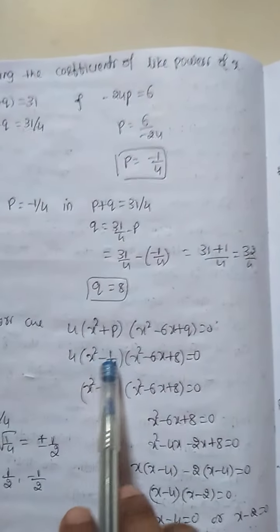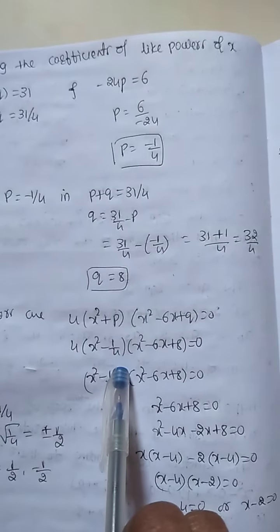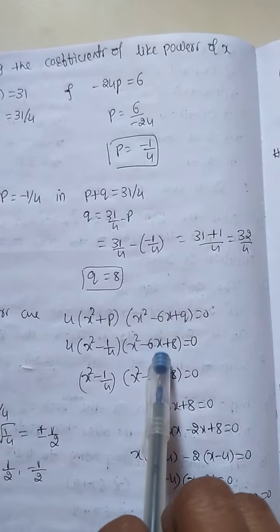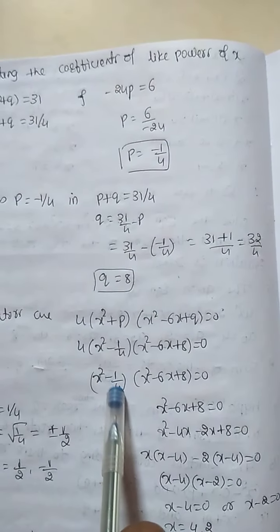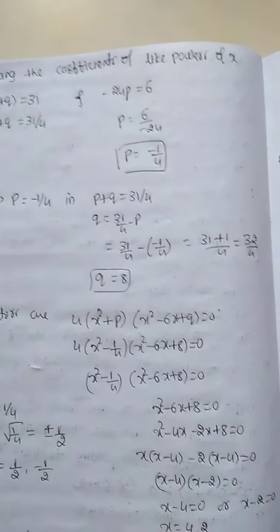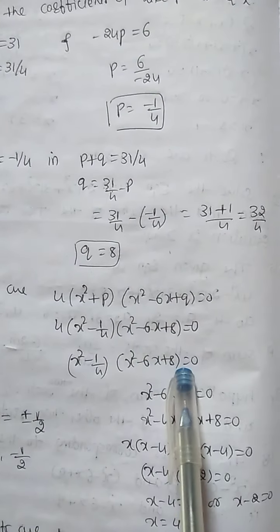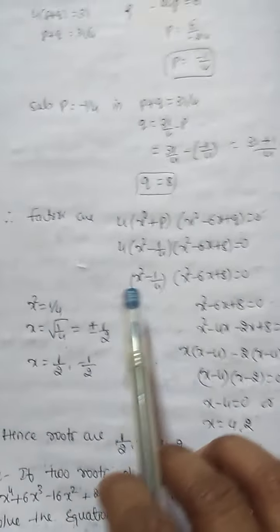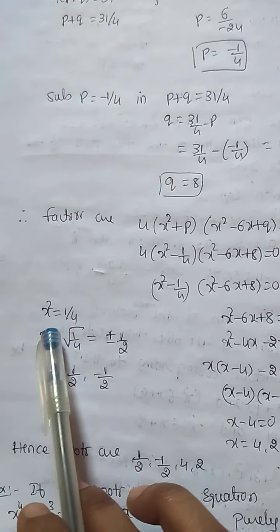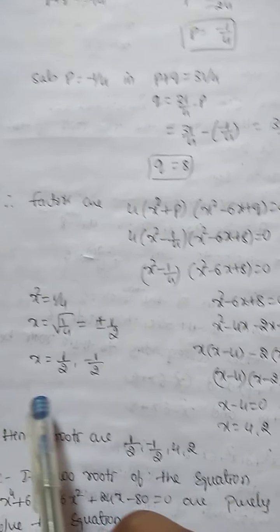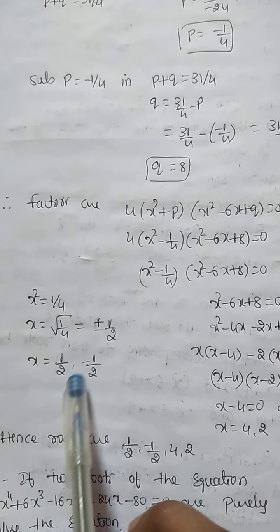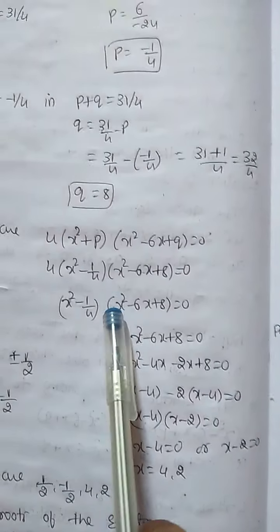Therefore the factors are 4(x^2 plus p)(x^2 minus 6x plus q) equals 0, that is 4(x^2 minus 1 by 4)(x^2 minus 6x plus 8) equals 0. Equating these with 0: x^2 minus 1 by 4 equals 0, so x^2 equals 1 by 4, x equals square root of 1 by 4, plus or minus 1 by 2.